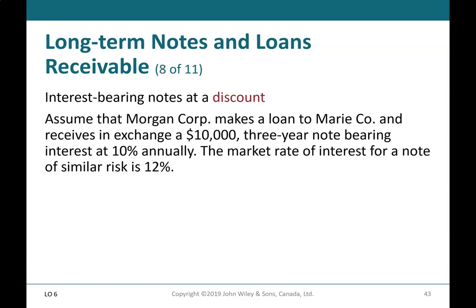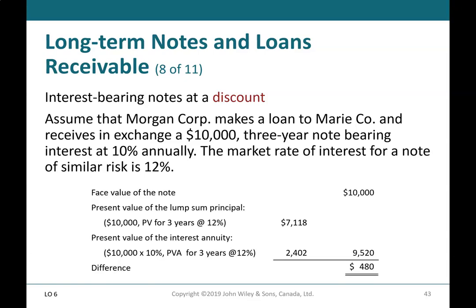Long-term notes and loans receivable, 8 of 11. Interest-bearing notes at a discount. Assume that Morgan Corp makes a loan to Marie Co. and receives in exchange a $10,000 3-year note bearing interest at 10% annually, but the market rate of interest for a note of similar risk is 12%. If we use our financial calculator, we will calculate the present value to be $9,520. So the difference is the interest of $480.